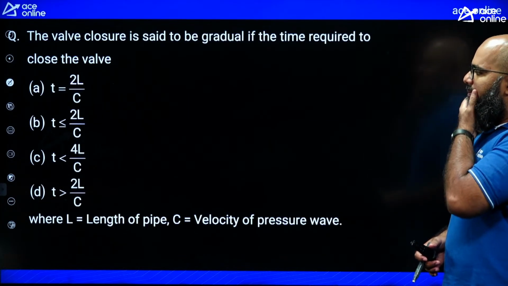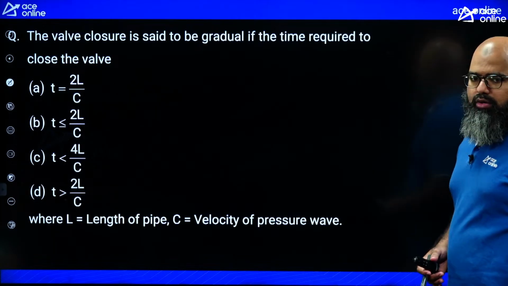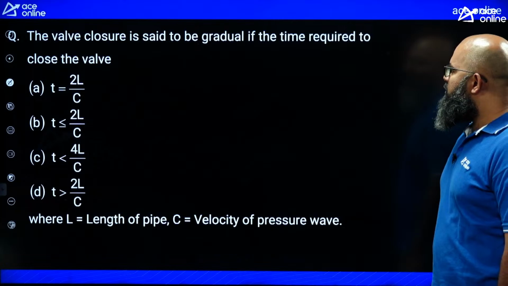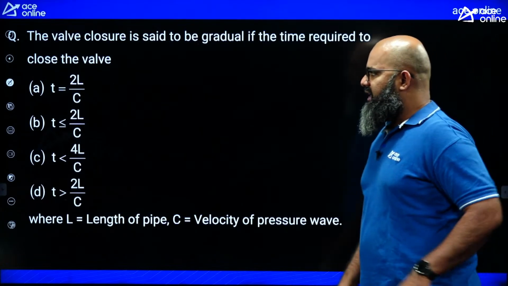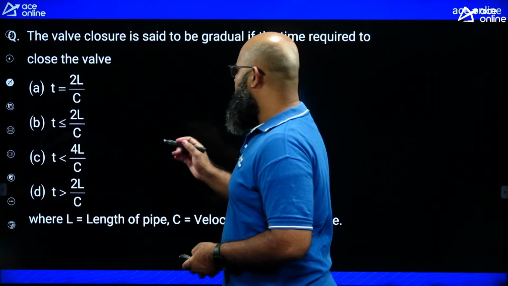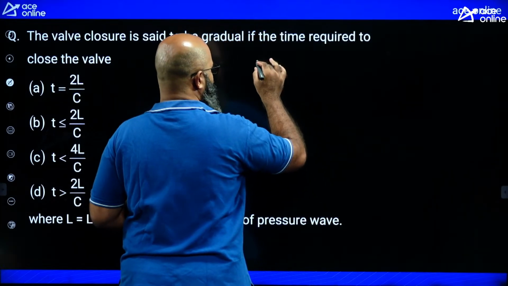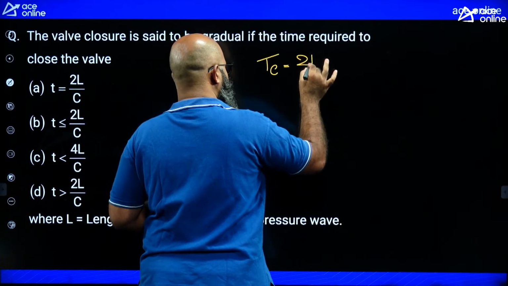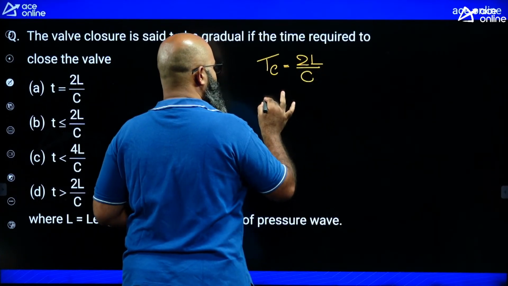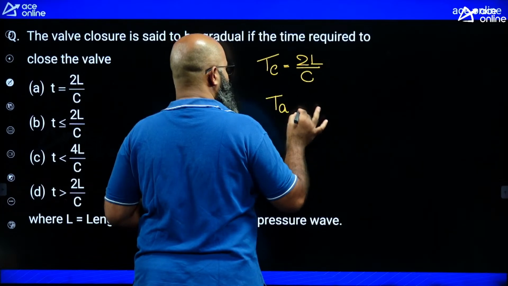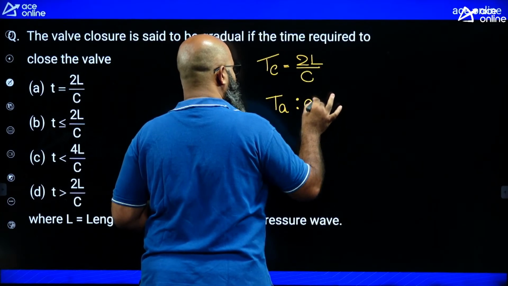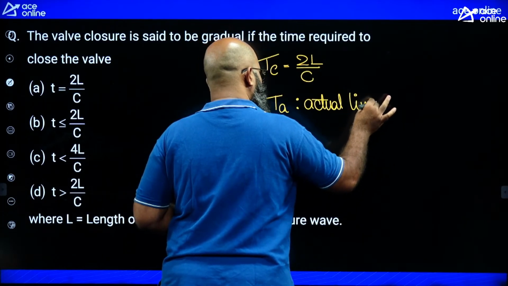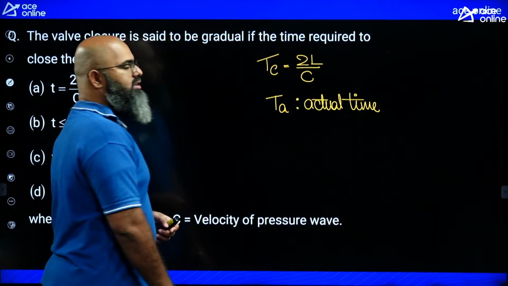Now this is a question coming from the concept of water hammer effect. The valve closure is said to be gradual if the time required to close the valve, that is actual time of closure, is how much? Over here let us define two times of closure. One is critical time of closure, which is equal to 2L upon C. One is actual time of closure. This is the actual time taken to close the valve.